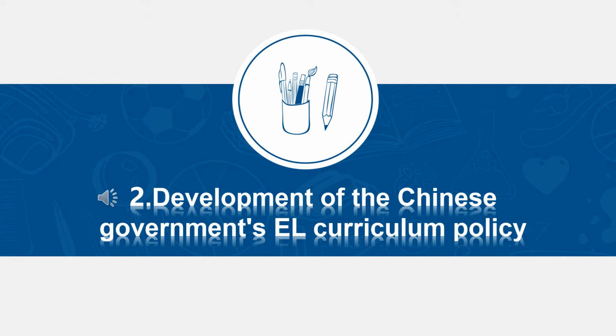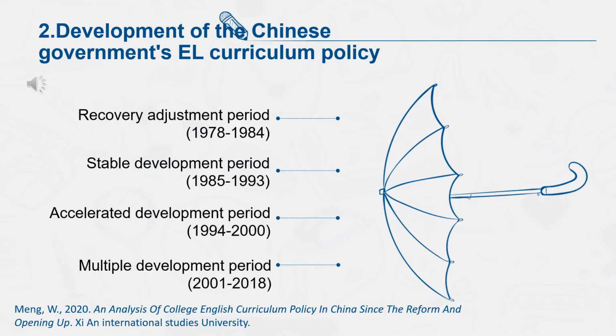Now let's see the second part, development of the Chinese government's EL curriculum policy. As for the development of the Chinese government's EL curriculum policy, there are 4 periods: recovery adjustment period, stable development period, accelerated development period, and multiple development period.